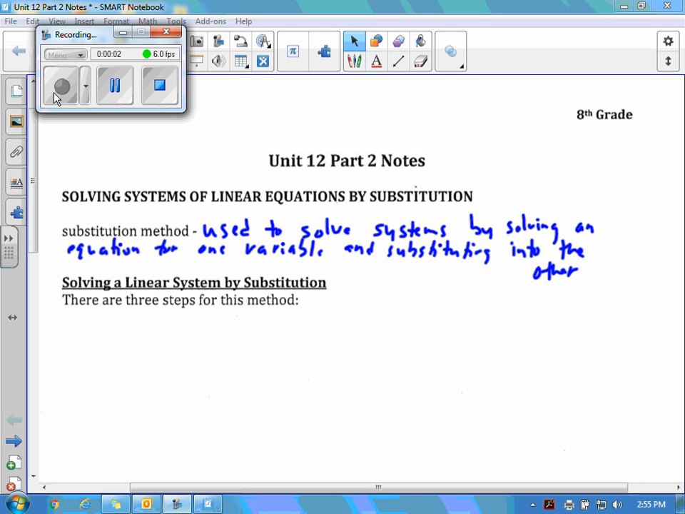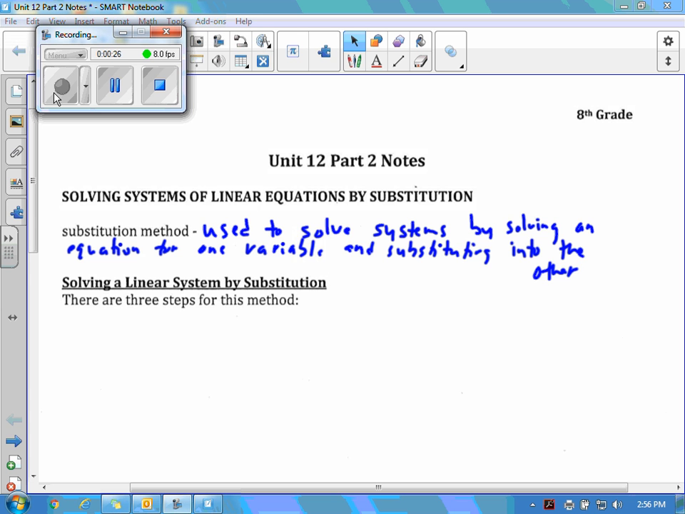In Unit 12, Part 2, we're moving on to our second method for solving systems of linear equations. This is called the substitution method. The substitution method is used to solve systems. You solve one equation for one variable, and then you substitute it into the other equation. So you're going to take the first equation or the second equation, solve it for one variable, take that expression, plug it into the second.